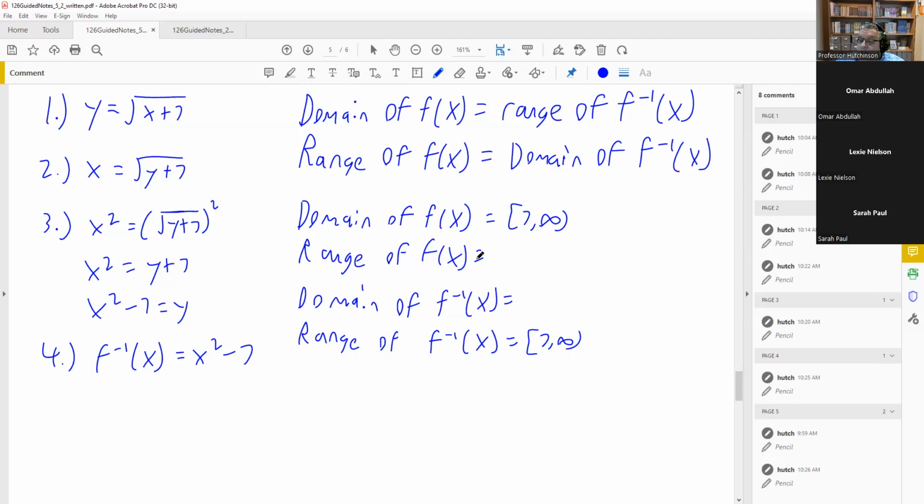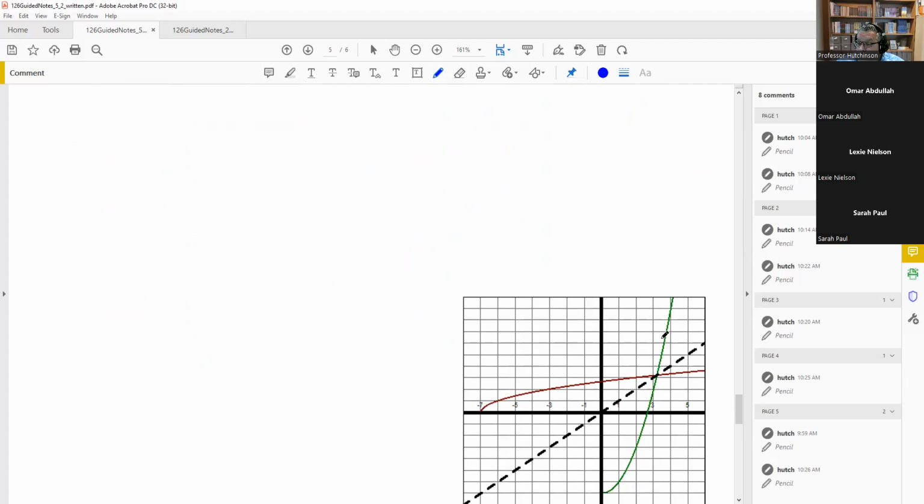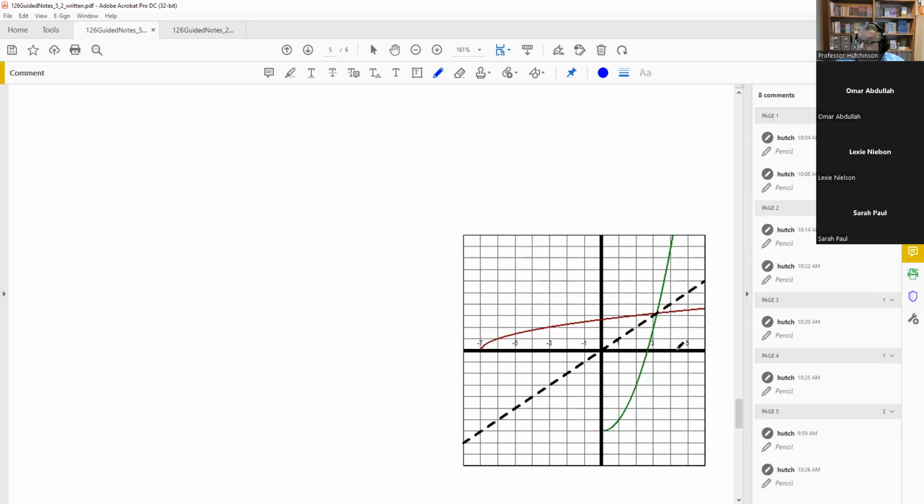Now, if I want to find the range of f of x, the range of f of x is going to equal the domain of the inverse. Now, let's go ahead and take a look. I put both of these functions down here. This red line right here, this is the f of x function. And the green line is the inverse function.